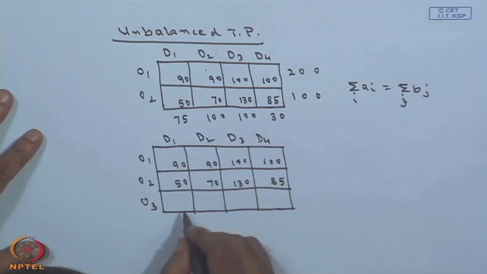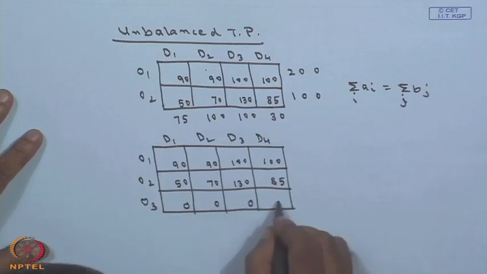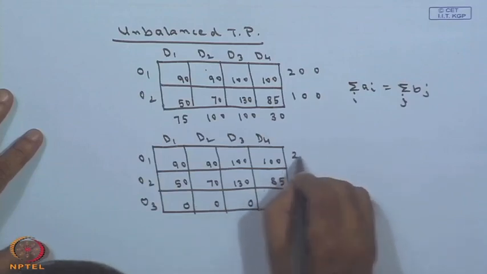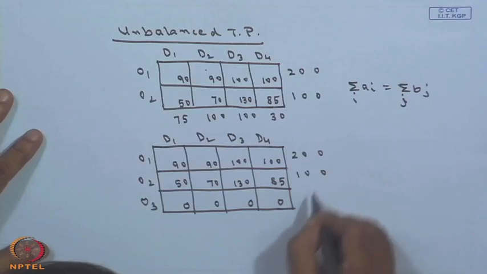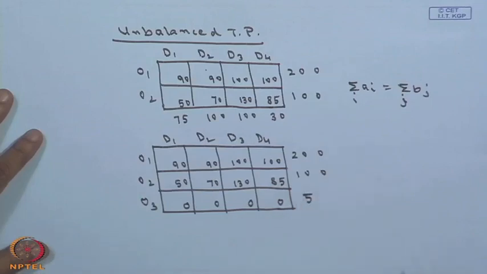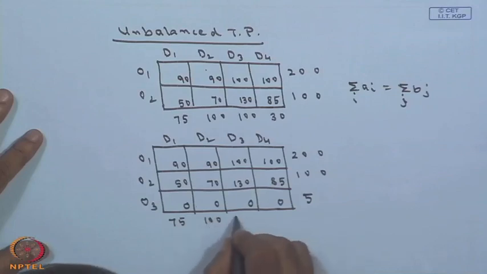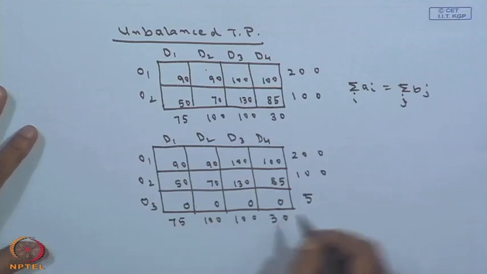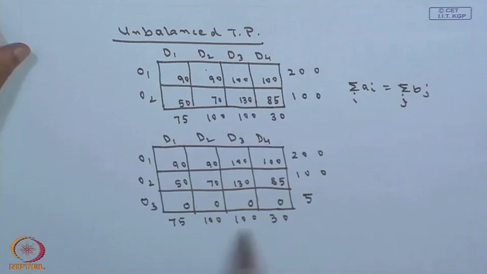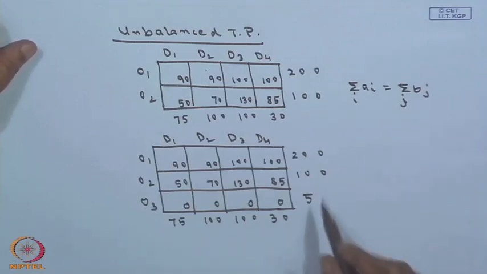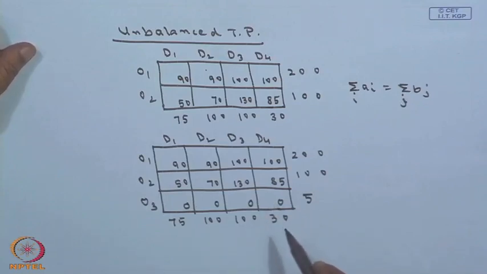For the last column, you make the cost coefficient Cij 0, because this is a dummy row you have added, and on this dummy row you assign 5 units of availability. So, here it is 75, 100, 100 and 30. Now if you see the total availability and total demand, they match exactly. Once the total availability and total demand match exactly, the problem is reduced to a balanced problem.